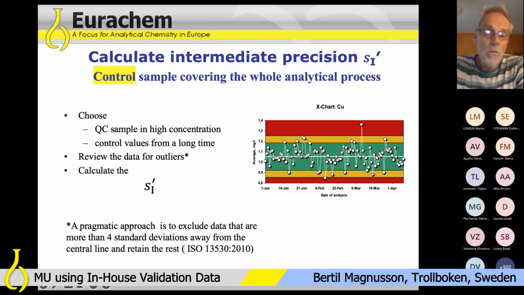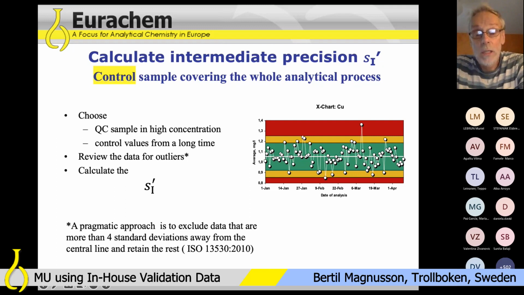So actually, validation data is not enough. A month is absolutely not enough to get a good estimate of intermediate precision. I would say you need a year. So what you do is you can get a preliminary estimate of the precision after your validation data, but you have to update that after a longer time.